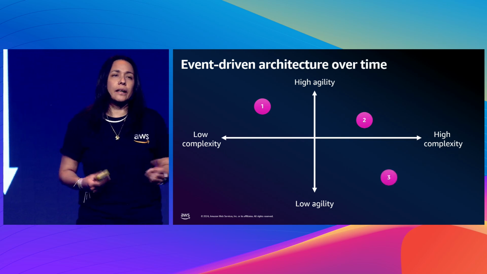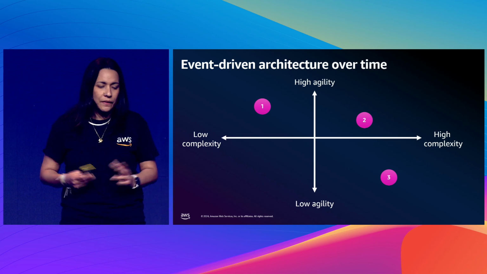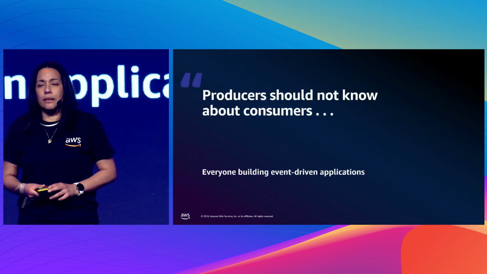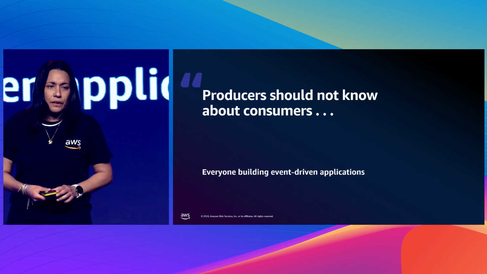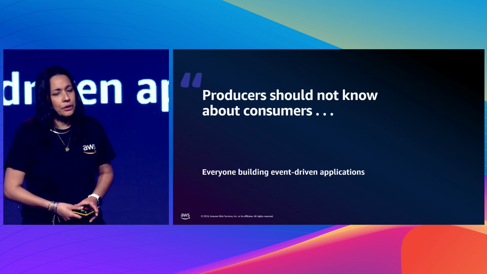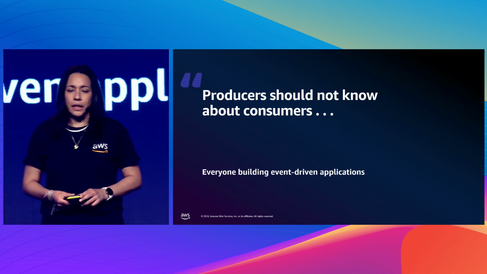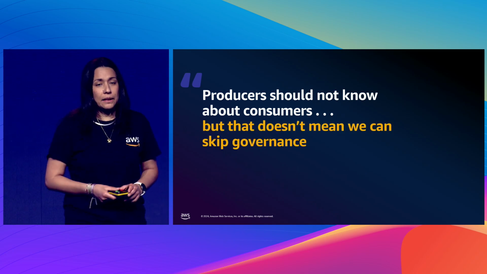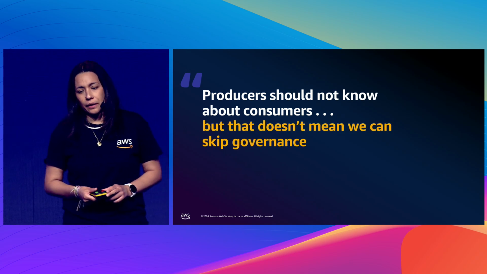And if we are really unlucky, we might end up in number 3, and then we start to question why we do this in the first place. And as you read more about event-driven architectures and become more familiar with the literature, you will often hear this phrase: producers should not know about consumers. And that is right, but that doesn't mean we can skip governance altogether.